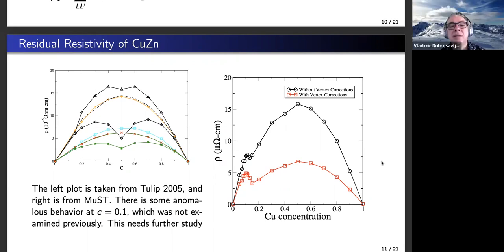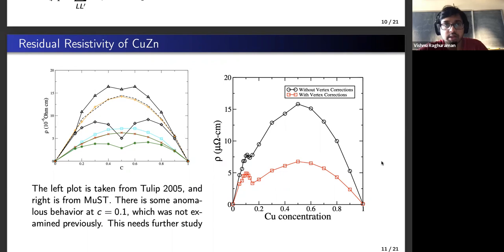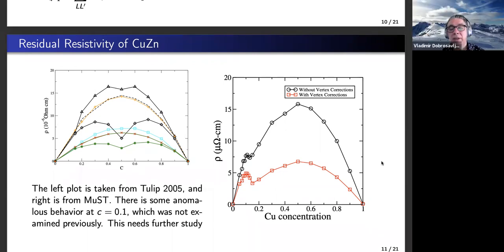But is this still a single-site KKR-CPA or not? Yes, it still is a single-site KKR-CPA. It's not a cluster. Because it's clear that once you go beyond a single site, to a cluster, there are always vertex corrections, which you cannot drop.